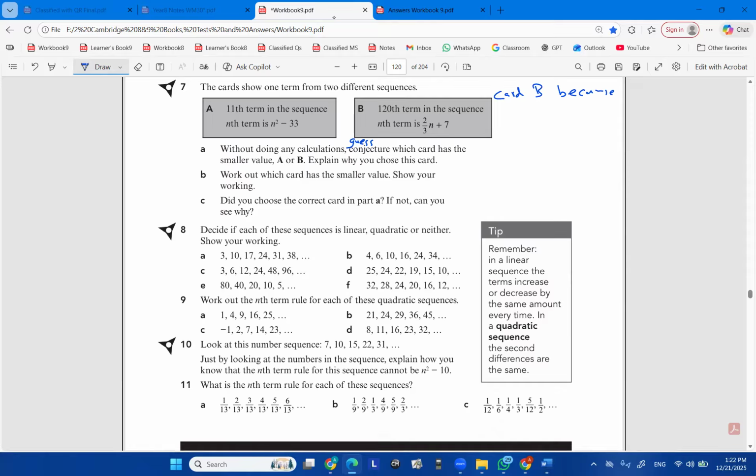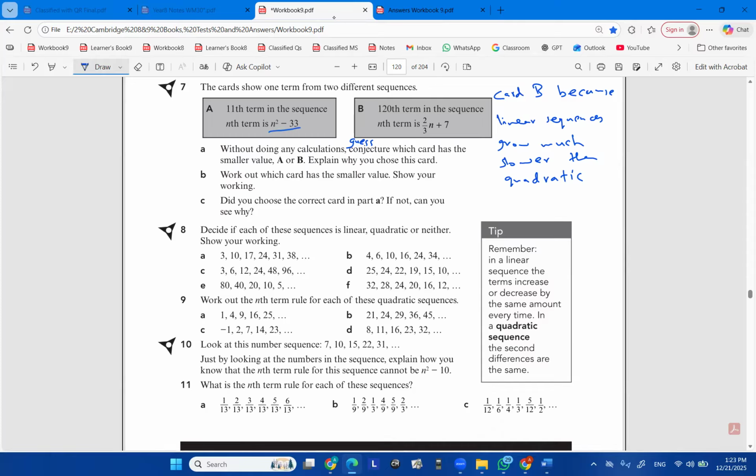because linear sequences grow much smaller, much slower than quadratic. I would choose this. I would say card B because linear sequences grow much slower than quadratic.